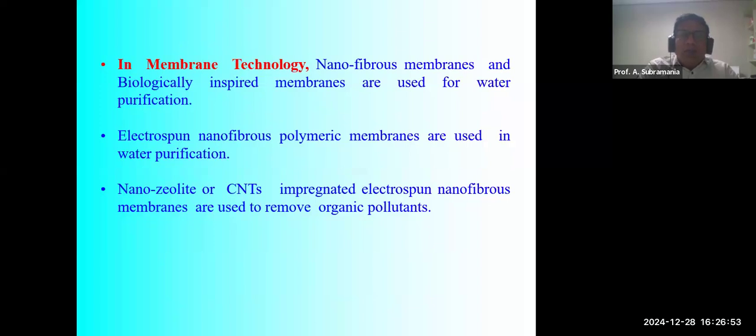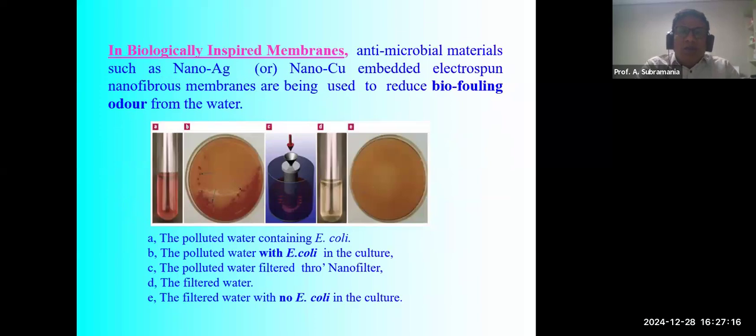In membrane technology, nanofibrous membranes and biologically inspired membranes are used for water purification. The electrospun nanofibrous polymeric membranes are used in water purification, whereas the nano zeolite or CNTs impregnated electrospun nanofibrous membranes are used to remove organic pollutants. In biologically inspired membranes, antimicrobial materials such as nano silver or nano copper embedded electrospun nanofibrous membranes are being used to reduce biofouling odor from the water.